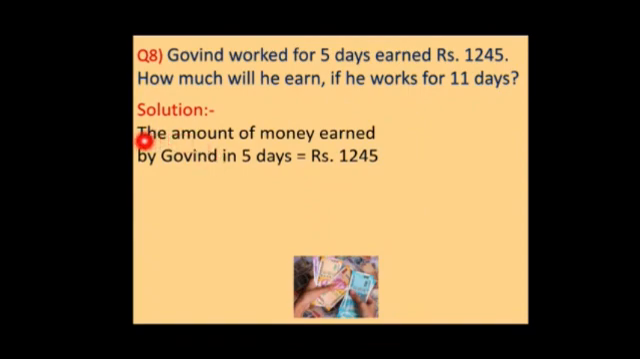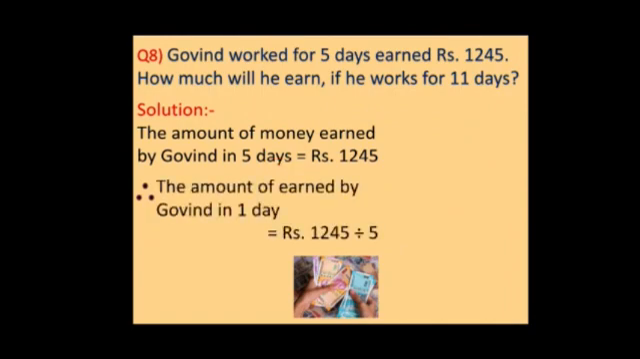Here, we know the amount of money earned by Govind in 5 days, that is rupees 1245. So, for that, what will we do? We'll have to find out the amount of money earned by Govind in 1 day. Yes, the amount of money earned by Govind in 1 day will be rupees 1245 divided by 5, as per the unitary method, right? So, let's divide 1245 by 5.